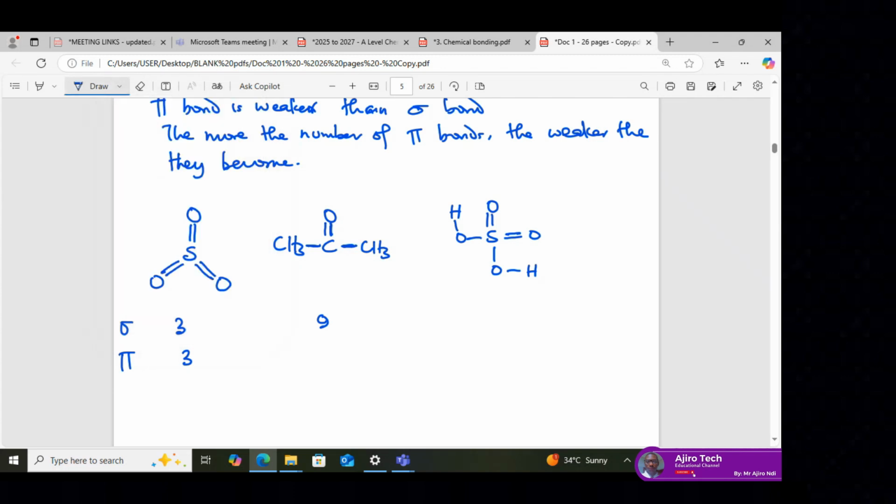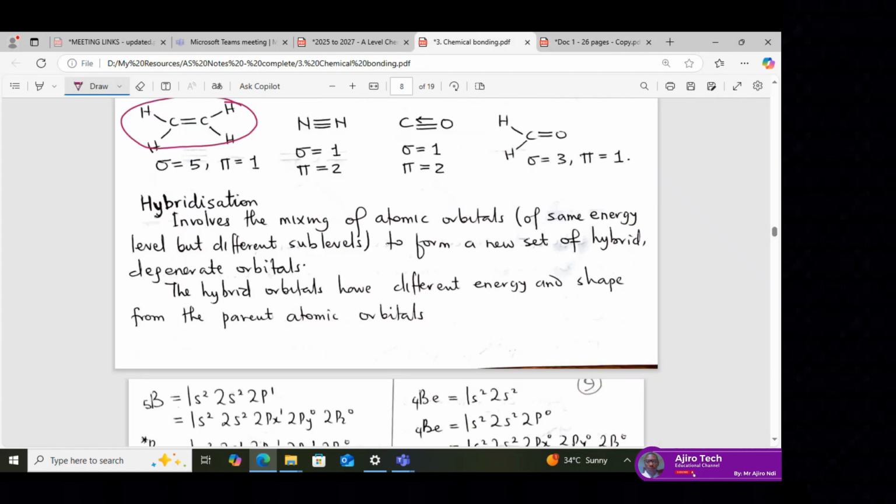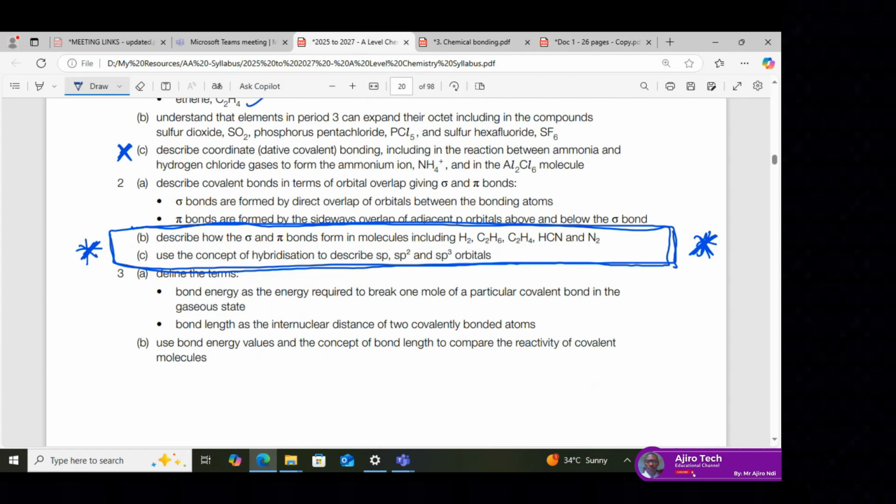Then how many pi? 3 there, and then the side ones. What about sigma here? 1, 2, 3, 4, 6. Pi 2 and 2. Do you get it? So they give you and say how many sigma, how many pi. You need to identify that. But I've skipped hybridization for now, to save my time. Next one.